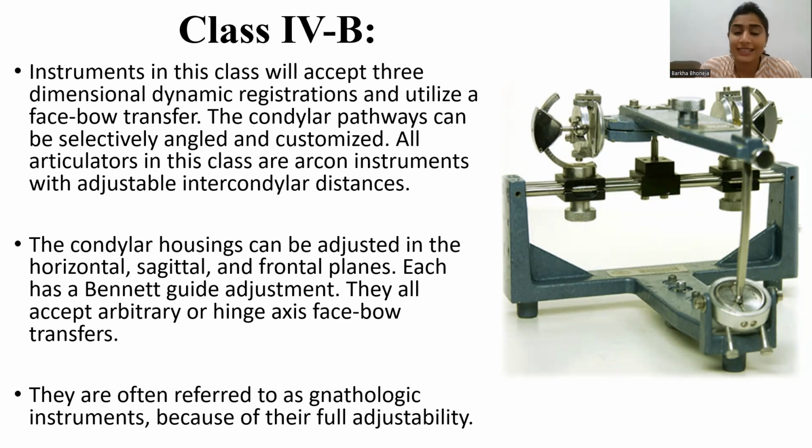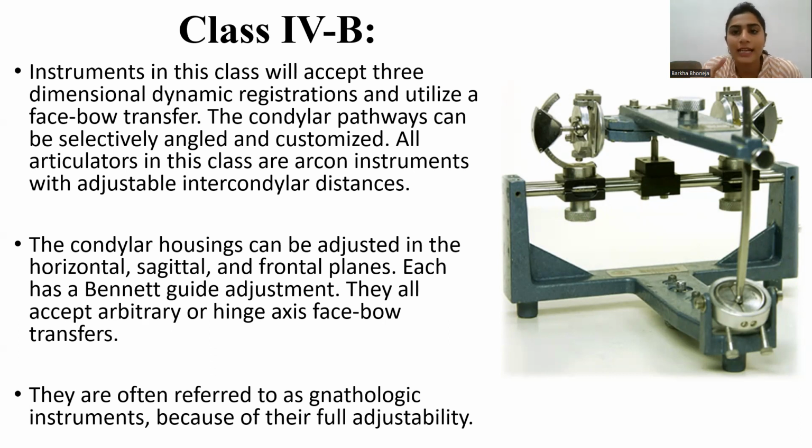And the other thing is it can be customized. Now the path of the condyle is not in a single line. It is in a curvature which is going down. Now, this curvature can also be customized in this articulator, whereas in class 4A, this curvature was already present based on the average values gathered by the engraved records. Now, here you can customize it as well. All articulators in this class are Arcon instruments. Arcon, as I've already told you, is articulating condyle.